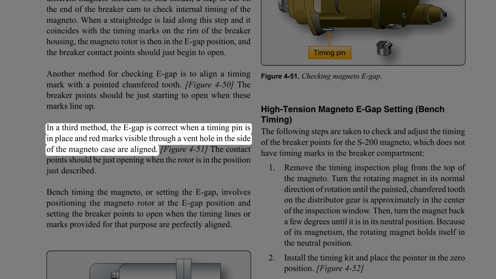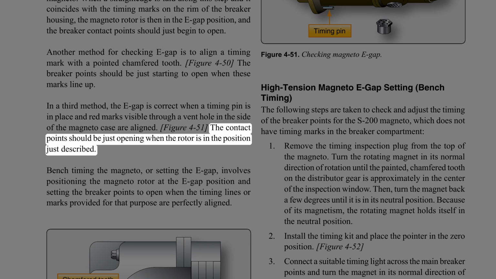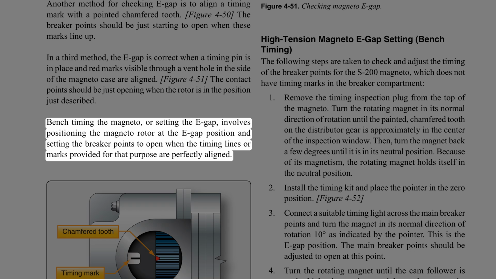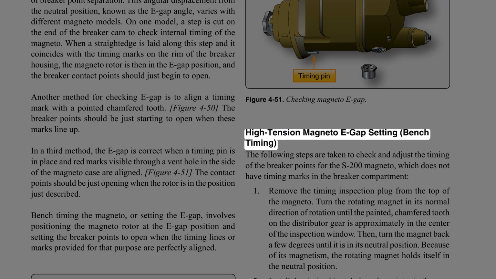In a third method, the E-gap is correct when a timing pin is in place and red marks visible through a vent hole in the side of the magneto case are aligned. The contact points should be just opening when the rotor is in the position just described. Bench timing the magneto, or setting the E-gap, involves positioning the magneto rotor at the E-gap position and setting the breaker points to open when the timing lines or marks provided for that purpose are perfectly aligned. High-tension magneto E-gap setting, bench timing.